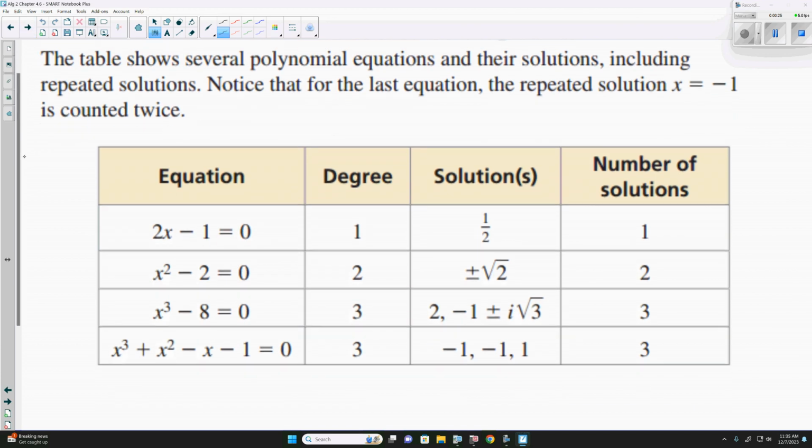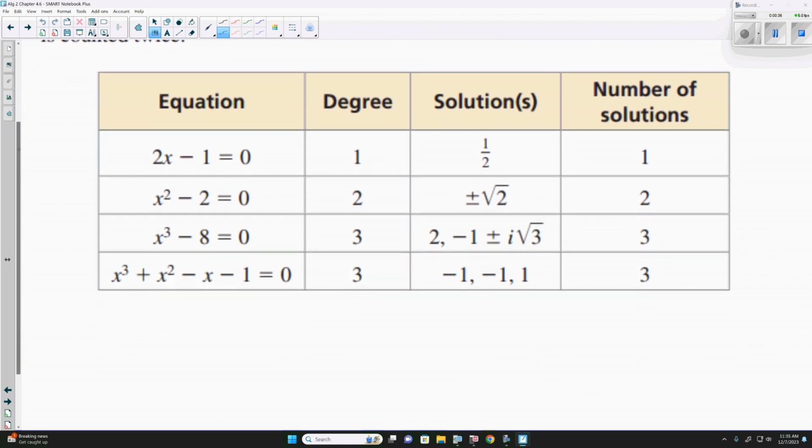So, the table shows several polynomial equations and their solutions, including repeated solutions. Notice that for the last equation, the repeated solution x equals -1 is counted twice. So we have three equations here. The first one, they didn't write it, but we have x to the first. So the degree is 1, and if we solved it, the solution would be 1/2. Number of solutions is 1.